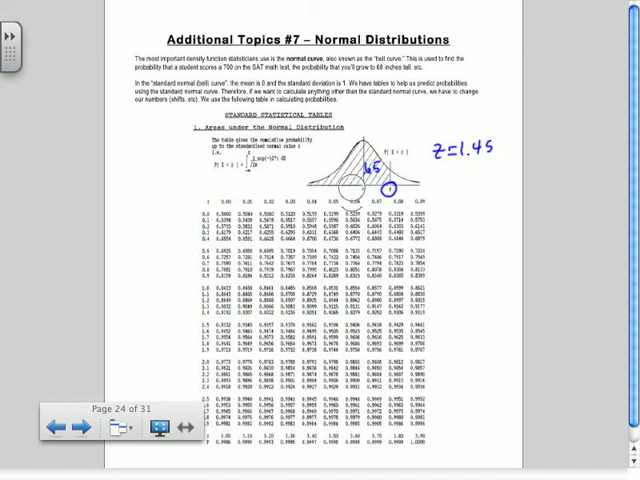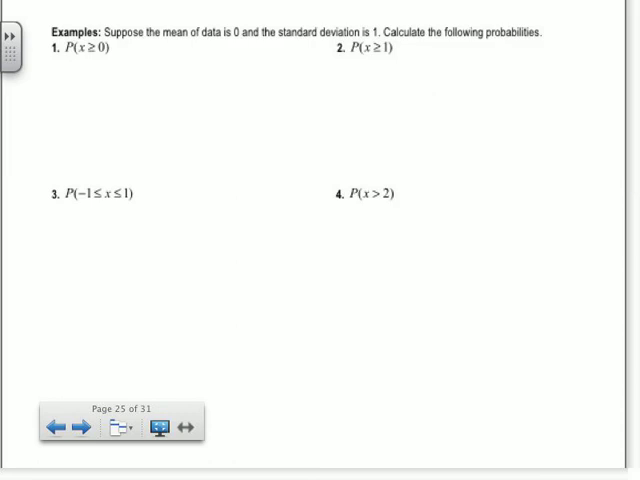Okay, so let's do this with different problems. Let's go to the next one. It says, suppose the mean of the data is 0 and the standard deviation is 1. So that means we're using the standard normal table, this table that you guys have. So calculate the following probabilities. We want to calculate the probability that x is greater than or equal to 0. I always draw the picture on these. We're finding the probability that we're greater than or equal to 0. So right there.